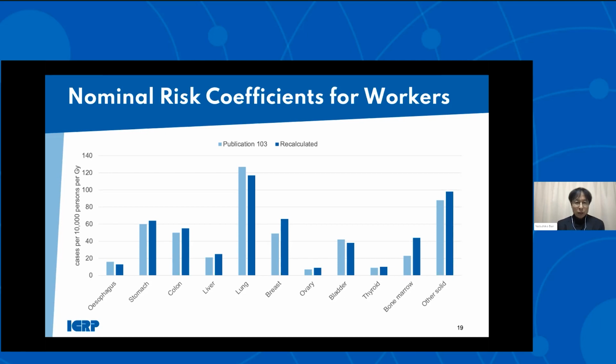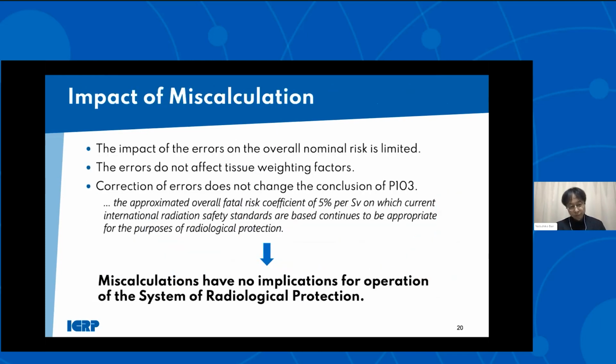And another error was that a DDREF of 2 was mistakenly applied to leukemia. So there's a difference of a factor of 2. These errors were found at a later stage of the task group activity, after the public consultation was closed.